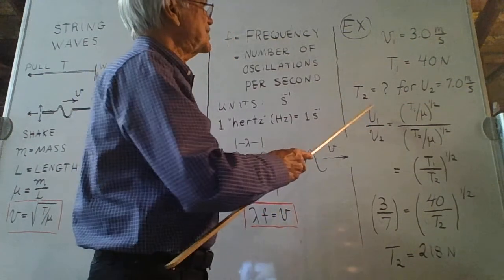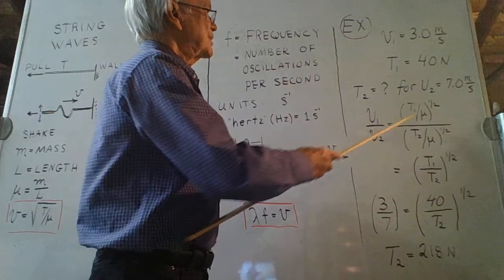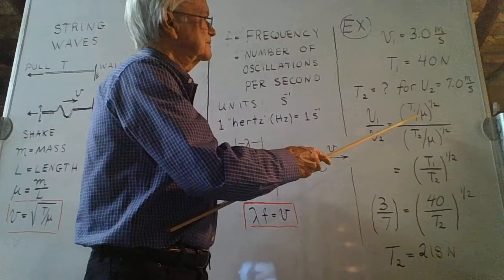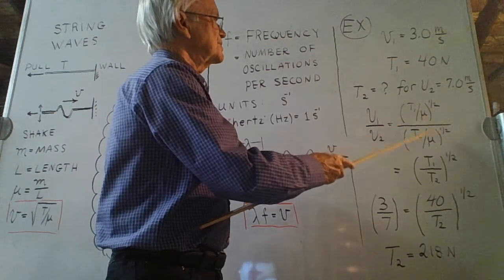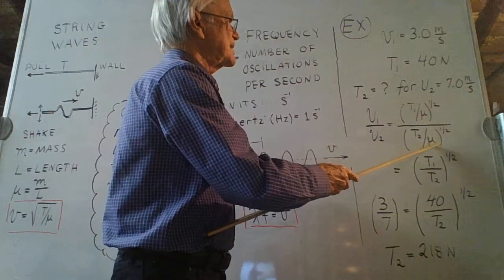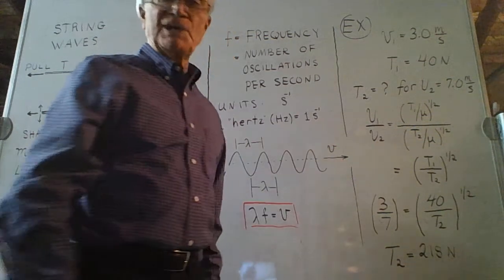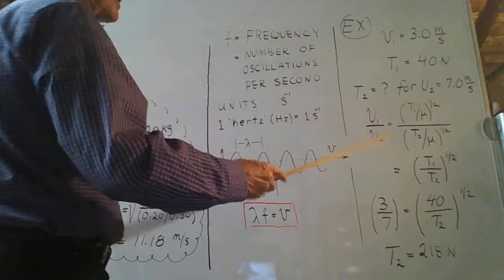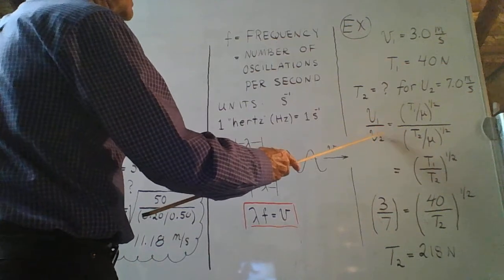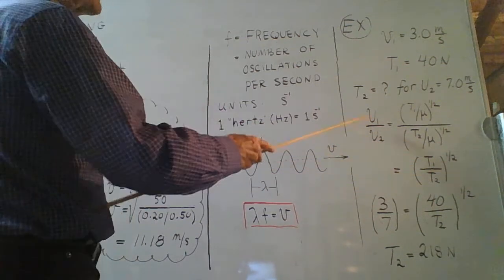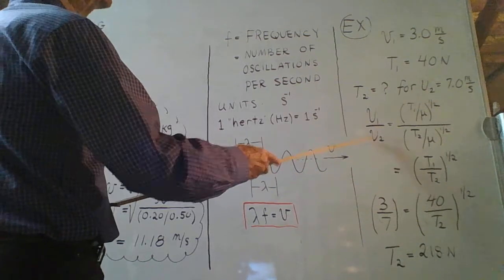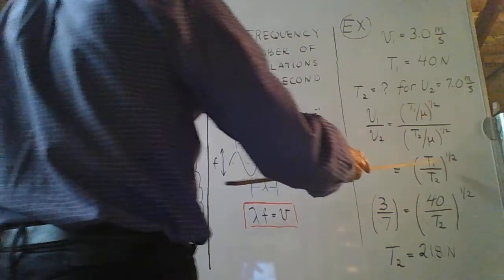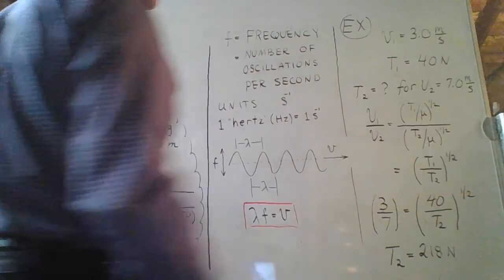Well, we cleverly form a ratio of V1 and V2, written like this, using the square root equation. This ratio may be simplified by noting that you have a mu, it's the same in the numerator as in the denominator, and so the mu's cancel out of that ratio. And what you have is just the ratio of the tension square root. Now, we have the ratio of the v's equals the ratio of the t's square rooted. Substitute for v1, which is 3, v2 is 7. 3/7 is equal to 40 over T2 to the 1/2 power.